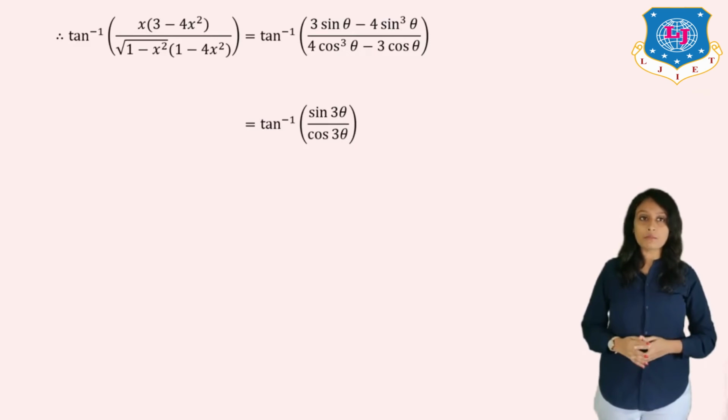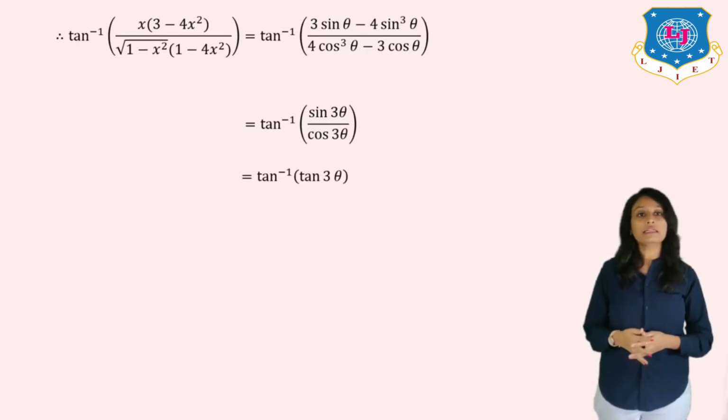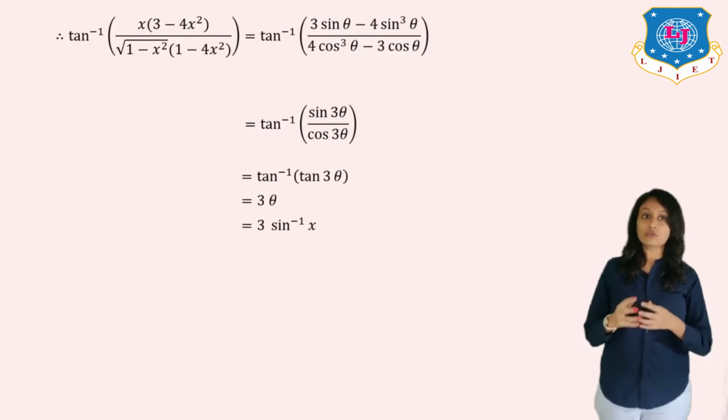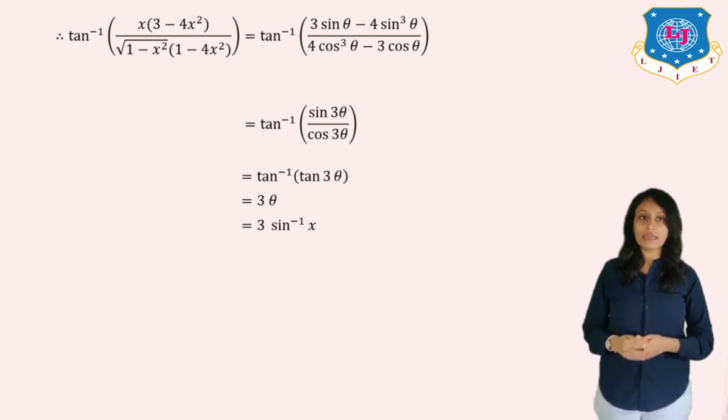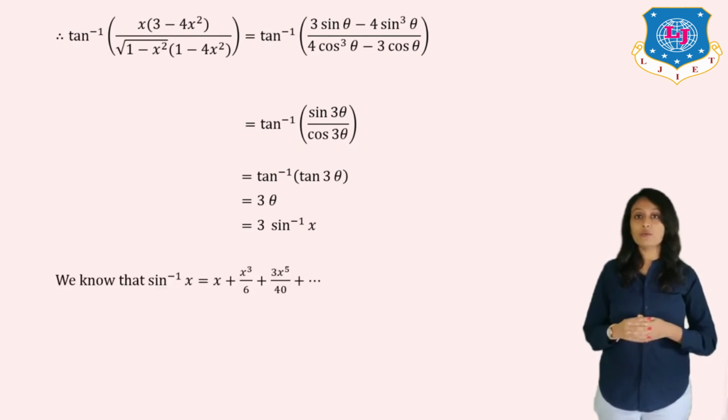Now we know the formula for sin 3 theta, that is 3 sin theta minus 4 sin cube theta, and the formula of cos 3 theta, that is 4 cos cube theta minus 3 cos theta. Now sin 3 theta upon cos 3 theta becomes tan 3 theta, and on simplification you will get the answer 3 theta. Now x here we have taken as sin theta, so theta is sin inverse x, so we get 3 sin inverse x. Now we know the series of sin inverse x, which is x plus x cube upon 6 plus 3x raised to 5 upon 40 and so on.